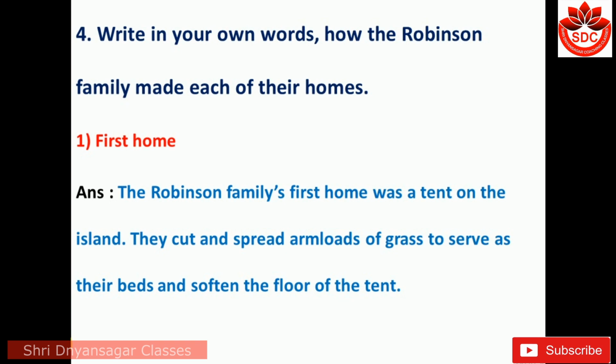Write in your own words, question number 4. Write in your own words how the Robinson family made each of their homes. First home. Answer. The Robinson family's first home was a tent on the island. They cut and spread armloads of grass to serve as their beds and soften the floor of the tent.